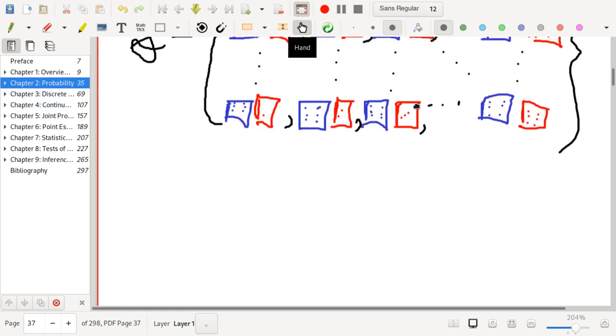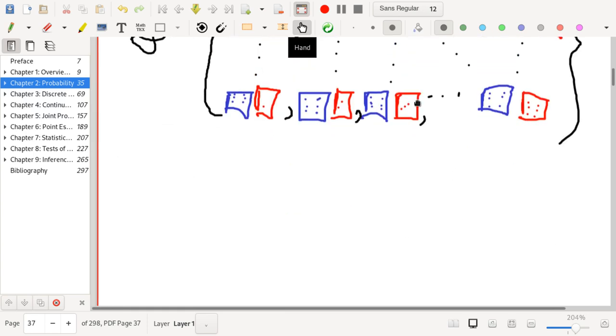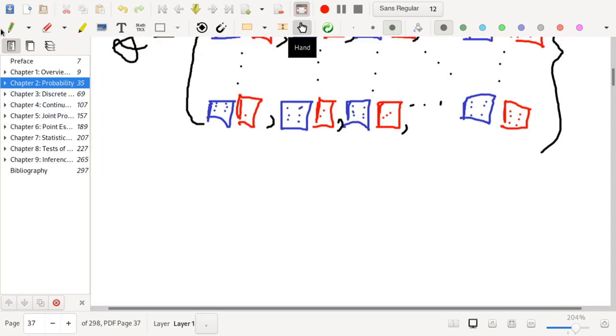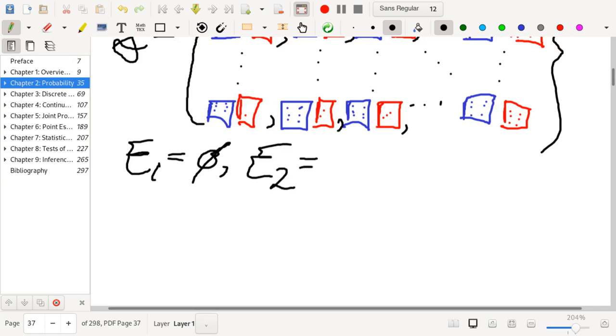And we can start listing some events from this sample space. I'm going to list one event from this sample space, and it will be the empty set, because I'm tired. E2, another event, would be the sample space itself, so anything happens. Again, I'm just really lazy right now. Now I actually have to start writing down some real events. Well, those were real events, but something that's a bit more interesting.